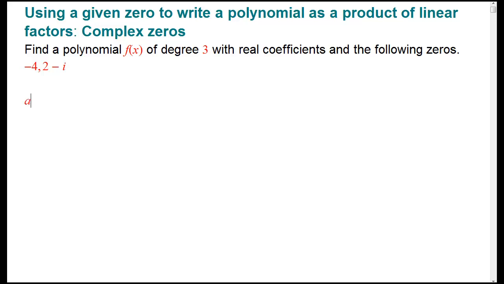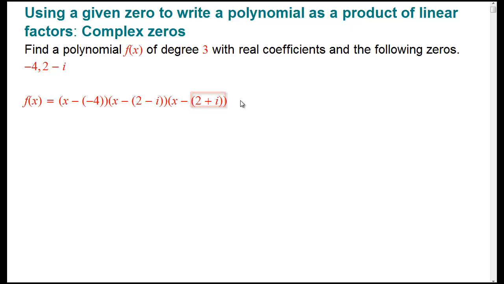So right away we know that f of x is going to equal x minus 4, and then x minus 2 minus i, and also x minus 2 plus i. The 2 plus i because we know that we have real coefficients.